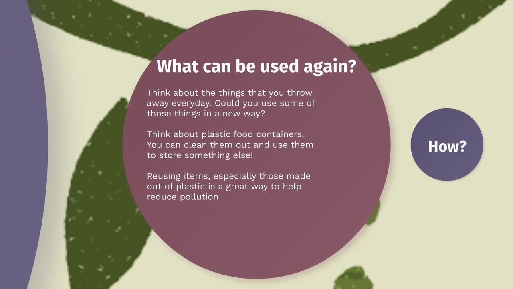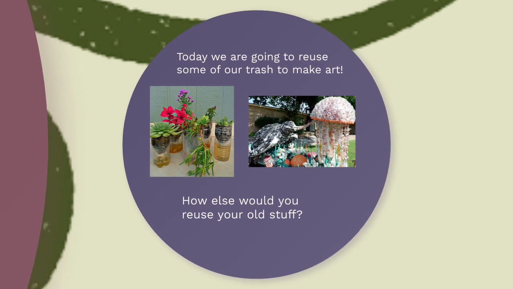Now, we'll talk about how to reuse things that might have been thrown away. For example, plastic food containers can be cleaned out and used to store other things. Today, we are going to reuse some of our trash to make art. Think about some other creative ways to reuse trash, like turning them into flower pots.